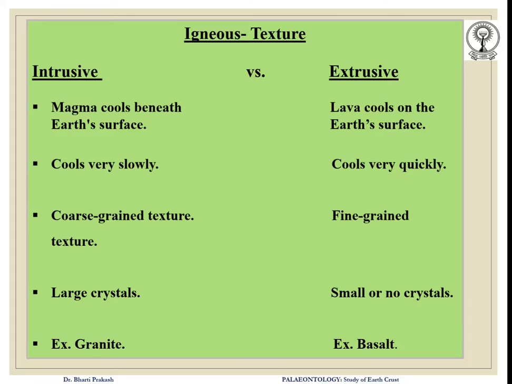Now this is a comparison between the intrusive and the extrusive igneous rocks. In the intrusive, the magma cools beneath the earth's surface, whereas in the extrusive, the magma or the lava cools on the earth's surface. In intrusive rocks, it cools very slowly, and in the extrusive, the lava cools very quickly. Intrusive rocks have a coarse grained texture, and extrusive rocks have a fine grained texture. In intrusive rocks, there are large crystals, whereas in extrusive rocks, the crystals are small or there may be no crystals at all. An example of intrusive is granite and an example of extrusive is basalt.